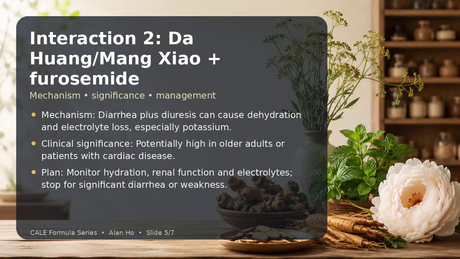Interaction 2 is Da Huang/Mangzio plus furosemide. The mechanism is diarrhea plus diuresis can cause dehydration and electrolyte loss, especially potassium. The clinical significance is potentially high in older adults or patients with cardiac disease. My management plan is monitor hydration, renal function, and electrolytes. Stop for significant diarrhea or weakness.